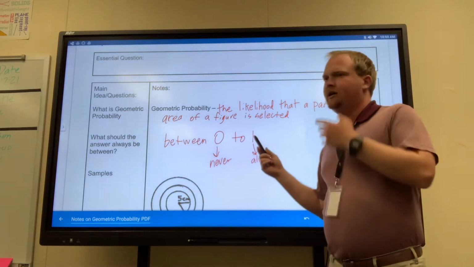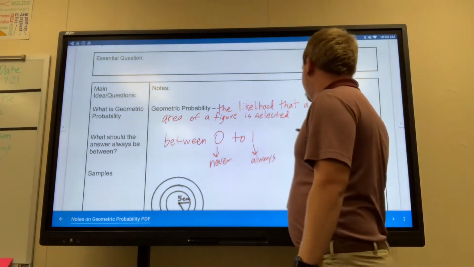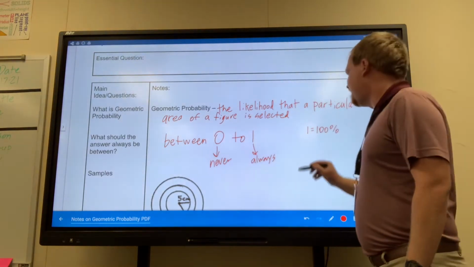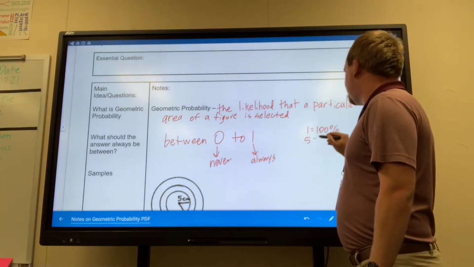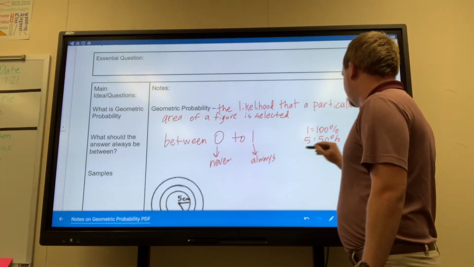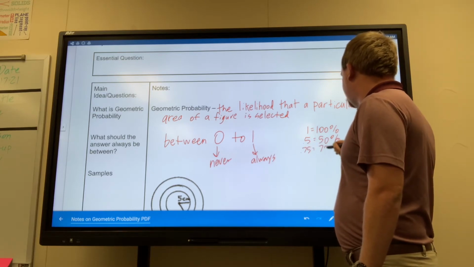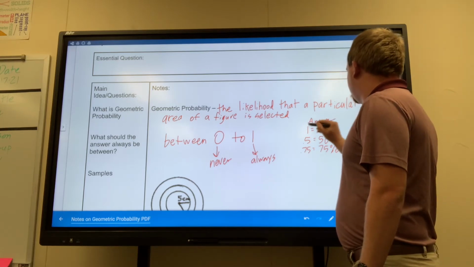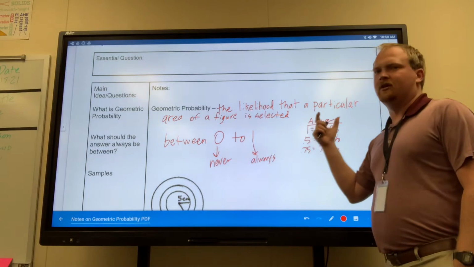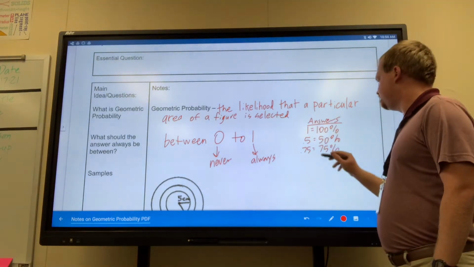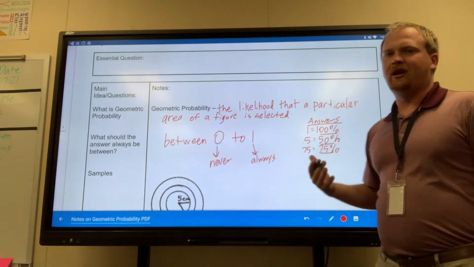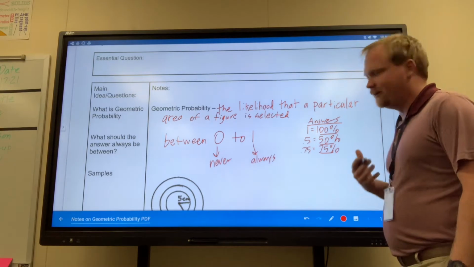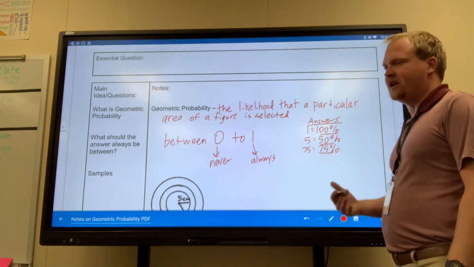So with the 1, we're talking about 1 being the same thing as 100%. If I look at 0.5, that's 50%. 0.75 is 75%. So our answers are going to be based on percentage, okay? Like, what is the percentage of landing in a certain target.